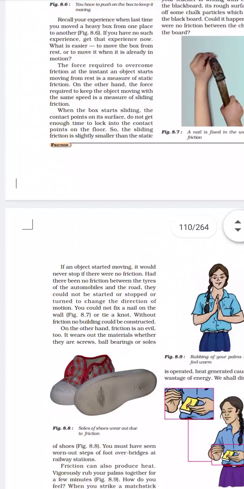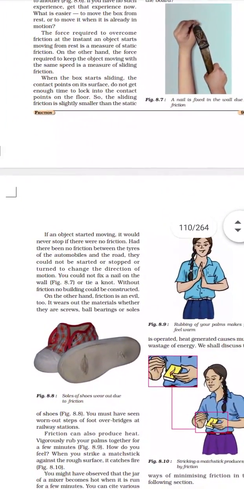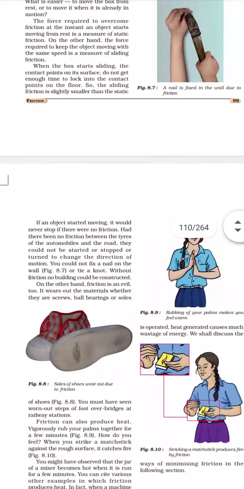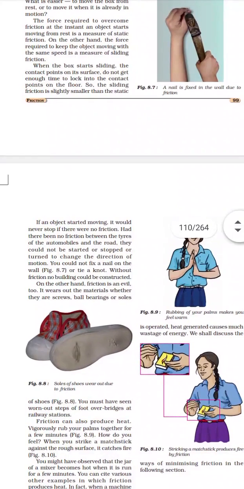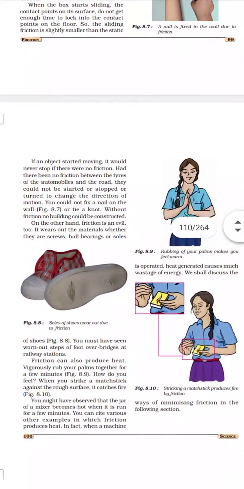Friction is an evil too. It wears out materials, whether they are screws, ball bearings, soles of shoes, or the steps of foot overbridges at railway stations. Friction can also produce heat.